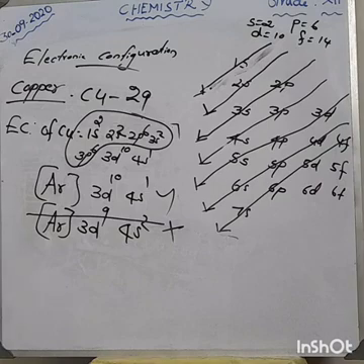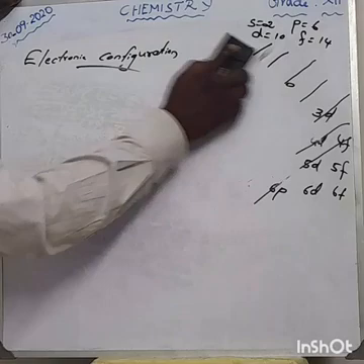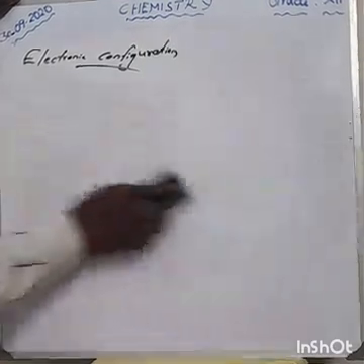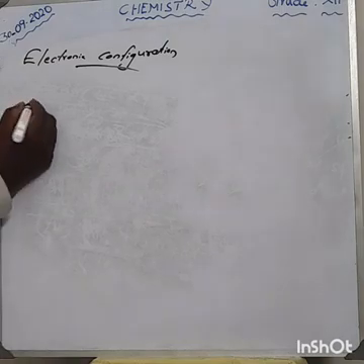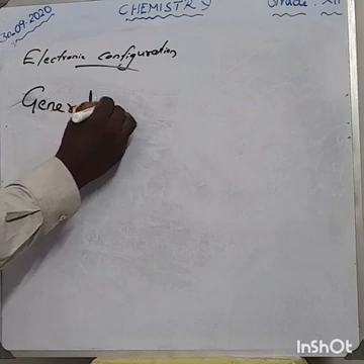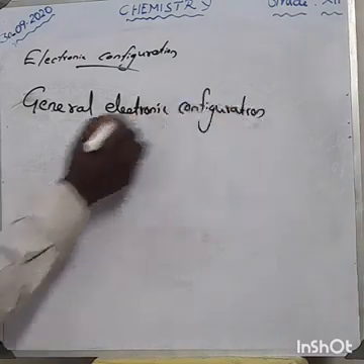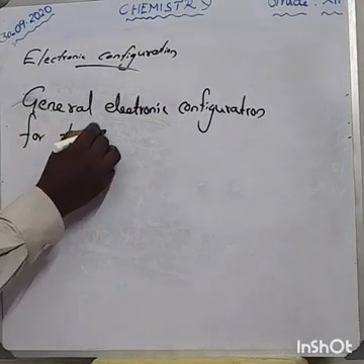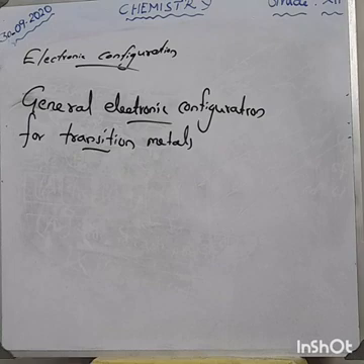Okay, and what is the general electronic configuration of d block element? That is the question. For the d block element, the general electronic configuration of a transition metal, we can write as a noble gas.